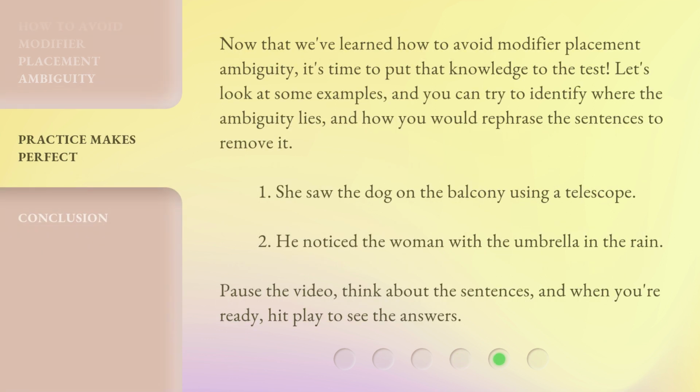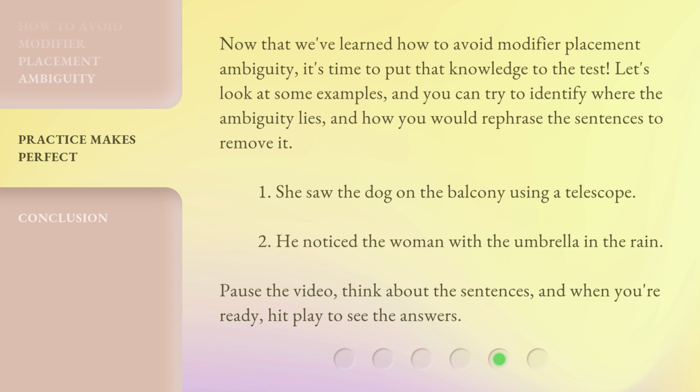Now that we've learned how to avoid modifier placement ambiguity, it's time to put that knowledge to the test. Let's look at some examples, and you can try to identify where the ambiguity lies, and how you would rephrase the sentences to remove it.